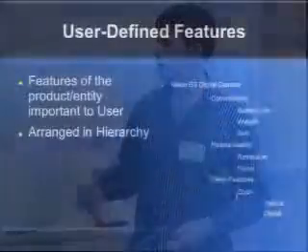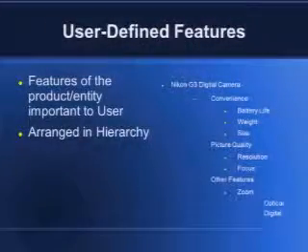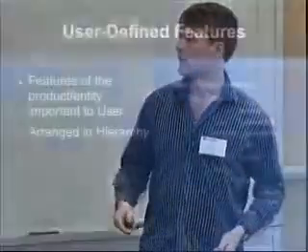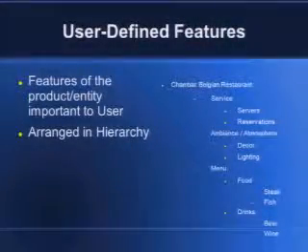So one other input to this system, which I'll explain the use of later on, is a user-defined hierarchy. This is a hierarchy of the features of the product that are important to the user of the summarization system. For a digital camera, it would be things like convenience, battery life, picture quality, etc. And for a restaurant, it could be things like service, ambiance, and then the menu items.